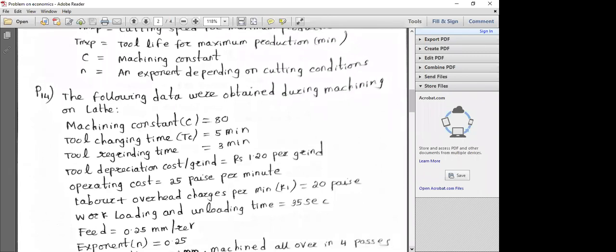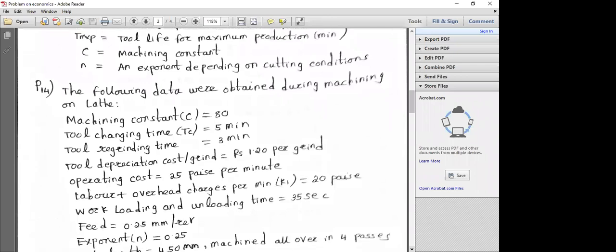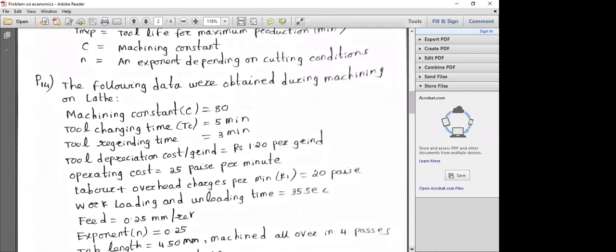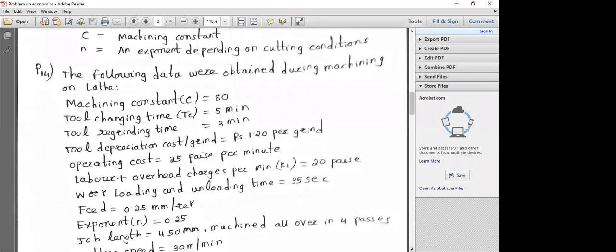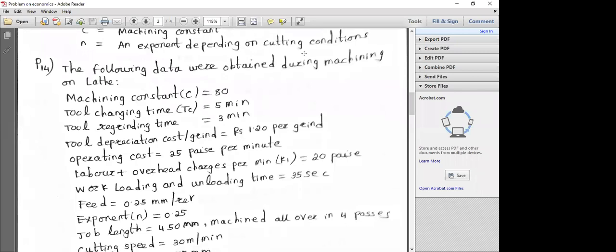So all of you try to see what he has given in the data, and the feed f is 0.25 mm per revolution. So what is the exponent? Exponent or index 0.25. He has given directly 0.25. And what is job length? You just try to see. This is a very tricky problem. Suppose L is 450 mm he has given. I'll tell you when we use this L why he has given it as machined all over in 4 passes. So just observe that 450 mm is machined over in 4 passes.